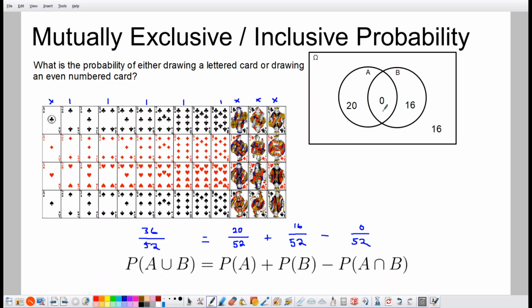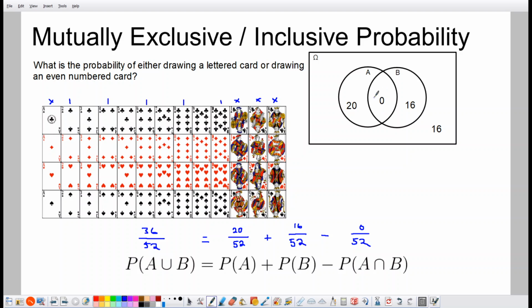And so that might beg the question, well, why do we care about whether or not it's an inclusive or mutually exclusive event if we're using the exact same formula for both? And that's just so if you wanted to, you could use a shortcut. Okay, now what's the shortcut?